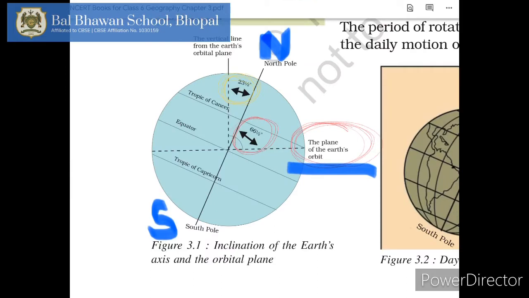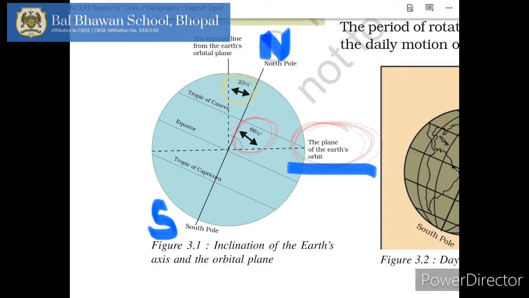Now, with the help of a diagram, let us understand what is the orbital plane. As you can see in the figure, there is a dotted horizontal line which divides the earth in two equal halves. The upper hemisphere is called the northern hemisphere and the bottom hemisphere is called the southern hemisphere. Now what is the orbital plane?